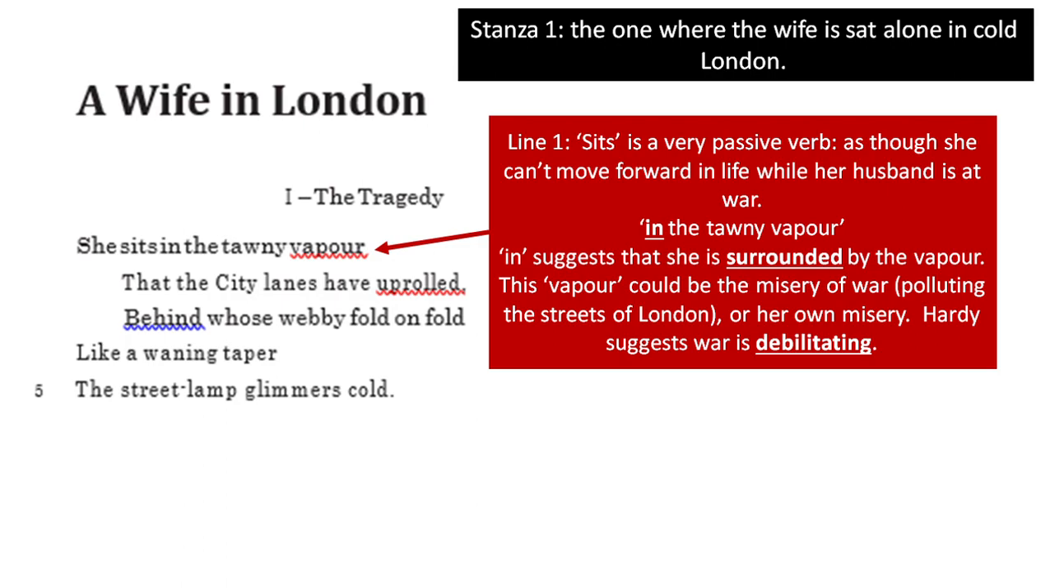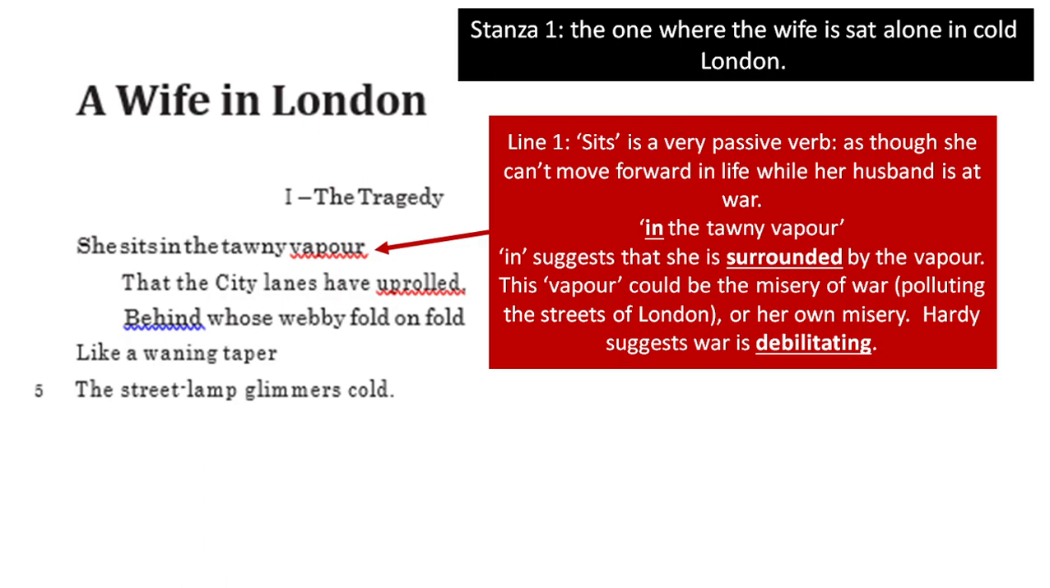So it's a very negative, glum opening to the poem that he wants to highlight, or he's chosen to. The next part of the line is also important. So we've got "in the tawny vapor", and that word "in" suggests that she's surrounded by it, doesn't it? She's not looking at the tawny vapor. She is within it. It's everywhere around her.